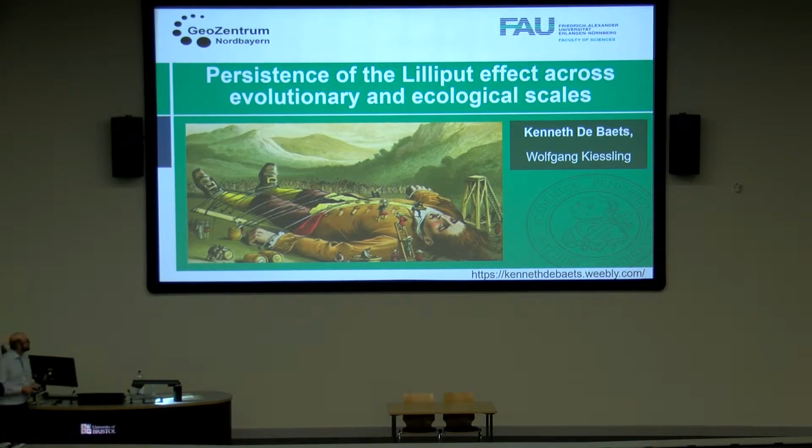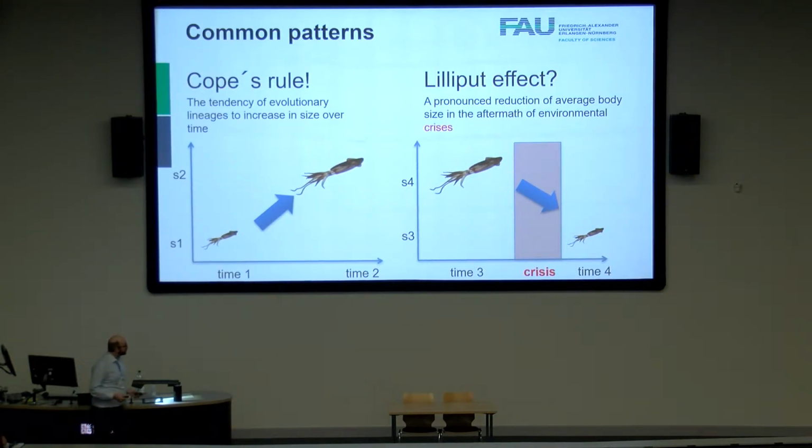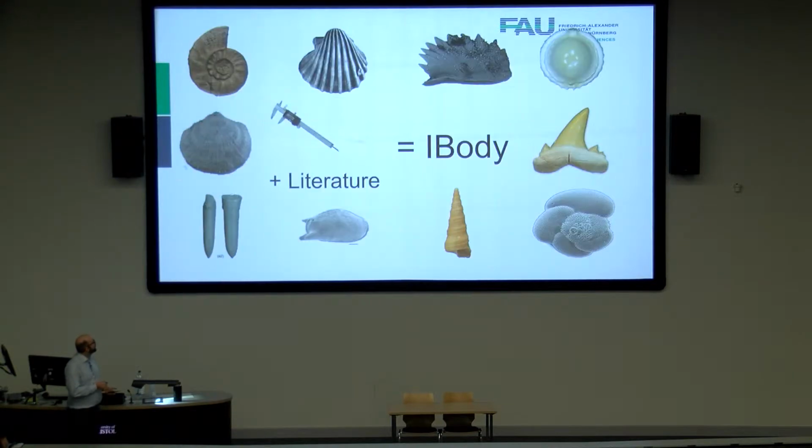So I'll be talking about the Lilliput effect. Is there a Lilliput effect, basically? Yes. You're potentially all familiar with some of these evolutionary rules or patterns: on one hand, this tendency of evolutionary lineages to increase in size over time. And there's often coined this other effect, called the Lilliput effect, that we get somehow a decrease in size across evolutionary crises or extinction events. And that's the thing I'm interested in in this talk.